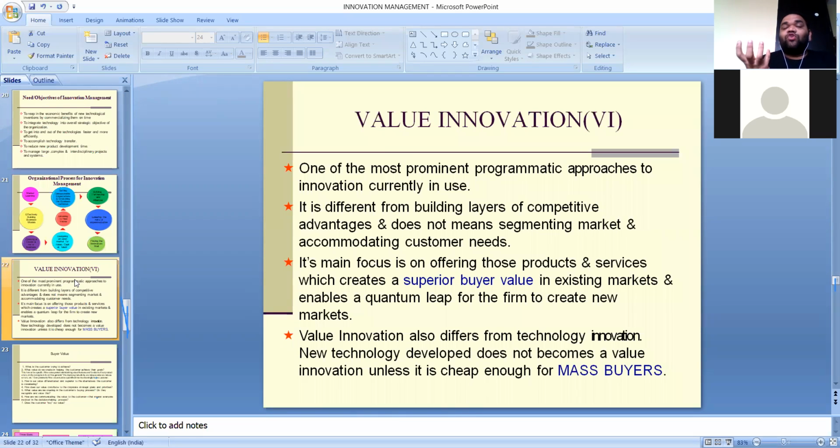What benefits we are providing by our product, how they are satisfying, we call all this a value innovation, more than that, superior buyer value. So it always differs from technical innovation. A new technology developed does not become a value innovation unless it is cheap enough for mass buyers. So that is what value innovation is. Moving on to the next slide.